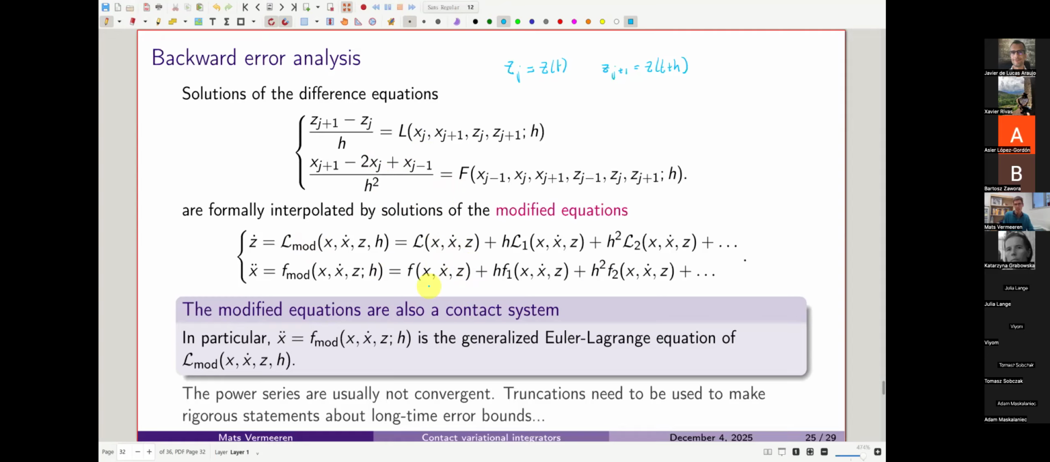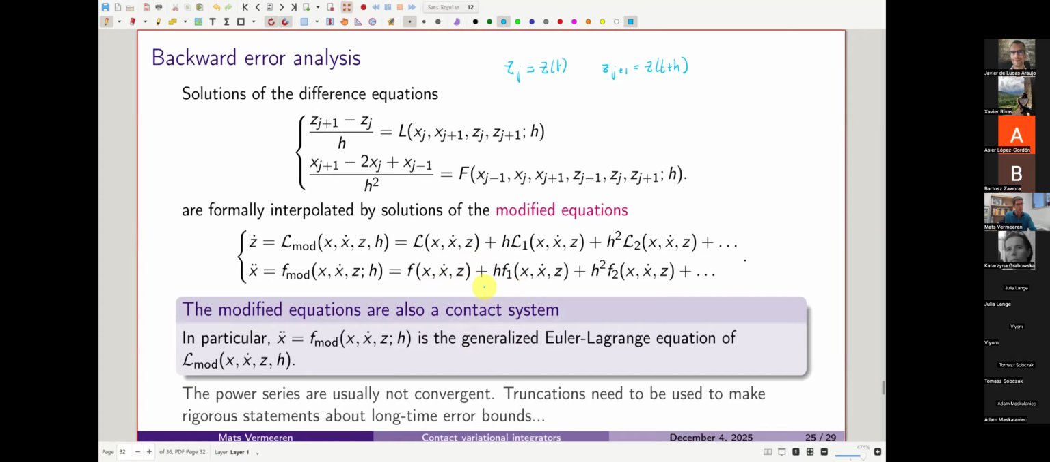Now, in the symplectic setting, from this you say that, well, if my discrete system is interpolated by a continuous Hamiltonian system, I know it preserves the energy of this continuous Hamiltonian system, and that's where you get the long-time behavior of symplectic integrators. Here you could do the same. You can say, well, my discrete variational integrator is interpolated by a continuous contact system, so it has a dissipated energy and maybe other dissipated quantities.